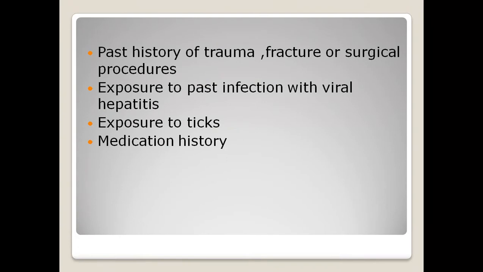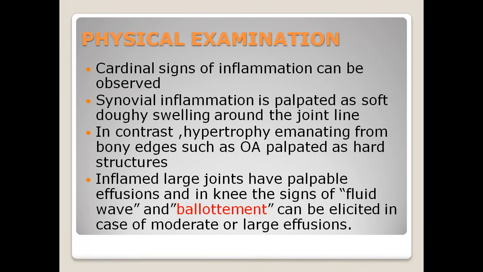The next, the past history of trauma, any injury or fracture or surgical procedures, or exposure to past infection, or exposure to ticks, or any medication history. So the physical examination. The cardinal signs of inflammation can be observed. Synovial inflammation is palpated as soft, doughy swelling around the joint line. I did show you the joint, how it will be. Around the joint line, you can see the synovial inflammation.